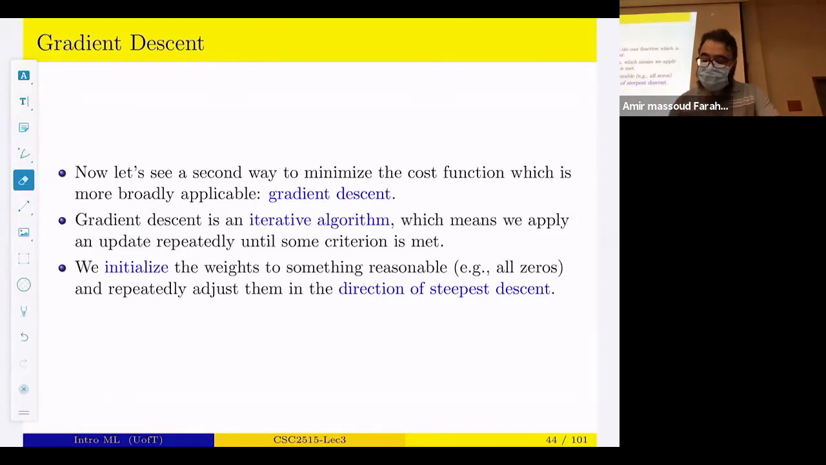Gradient descent is an iterative algorithm which applies an update repeatedly until it converges to some point or some criterion is met. The way it works is that we set the initial weights W to some arbitrary reasonable value. For example, maybe we can choose all of them equal to 0. And then we repeatedly adjust them in the direction of steepest descent, in the direction of the gradients.